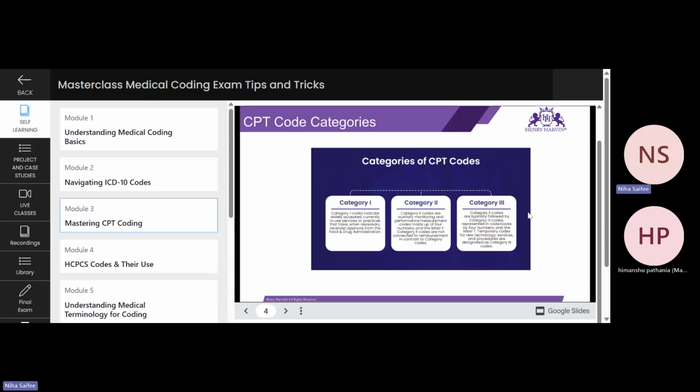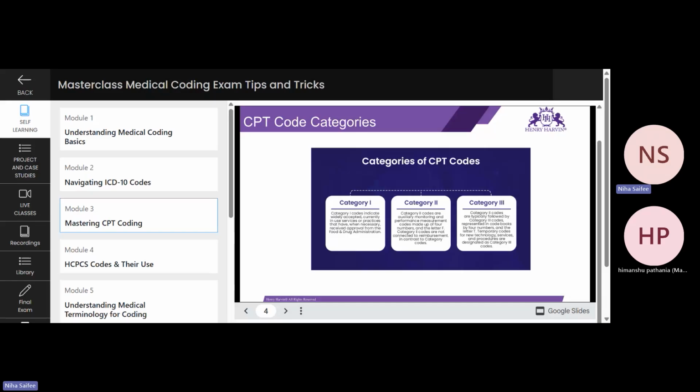So now, categories of CPT codes. When we talk about CPT code manuals, there are three categories: Category 1, Category 2, and Category 3. Category 1 is the actual CPT codes. Whatever is there in the patient's history, the medical chart note, the investigation, diagnosis, surgery, anesthesia, everything will be there in Category 1.